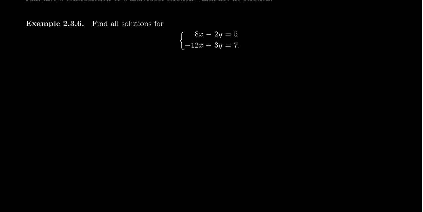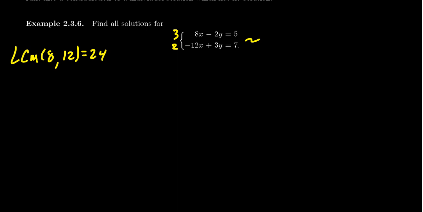If I want to eliminate the x's, I notice, for example, I have an 8x and I have a negative 12x. The x's have opposite signs already, so I just need to find the least common multiple between 8 and 12, and that's going to be 24. The LCM of 8 and 12 is 24, the least common multiple. 24 is 3 times 8, so I'm going to multiply the first equation by 3, and 24 is 2 times 12, so I'm going to multiply the second equation by 2.